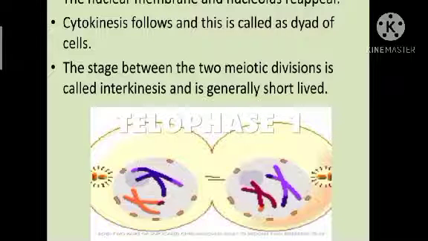After the dyad is formed, the cells will enter a stage called interkinesis, which is a short-lived phase seen between the two meiotic divisions, that is, meiosis 1 and meiosis 2. During this interkinesis, don't think DNA replication will take place. Already before meiosis 1, DNA replication has occurred, isn't it? That DNA is still there in these chromosomes. They have not yet separated. So no more DNA replication will take place. This short-lived interkinesis will be immediately followed by prophase II.